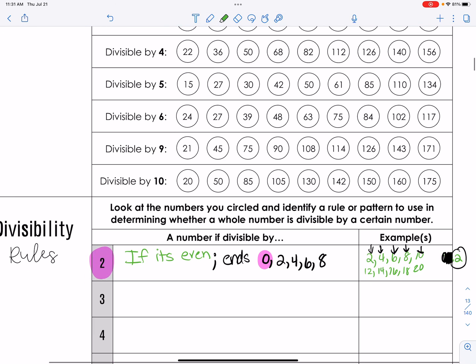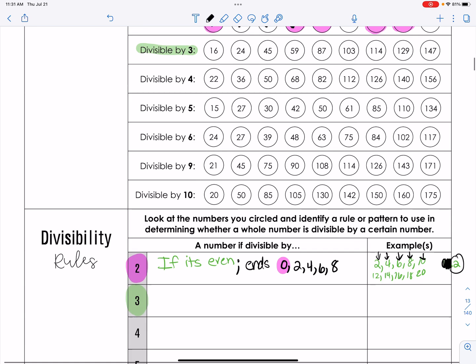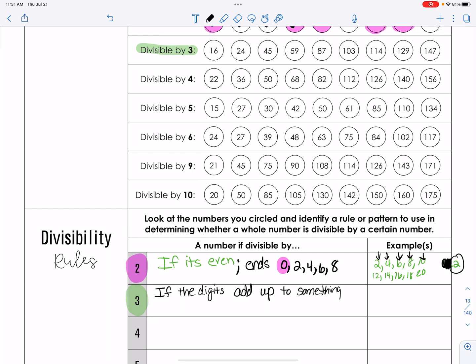So the rule for being divisible by 3. Let's go down here and write this rule. After working with you, I feel like people have maybe skipped over these rules, and that's why you're getting frustrated when we get into the factoring stuff. So the rule for 3 says, if the digits add up to something divisible by 3, then the number is.